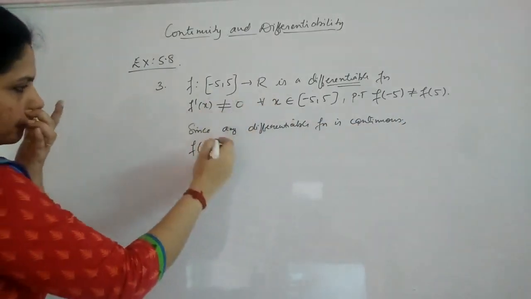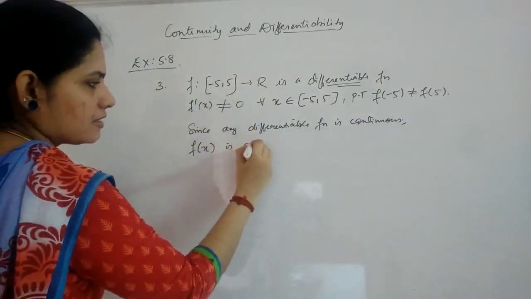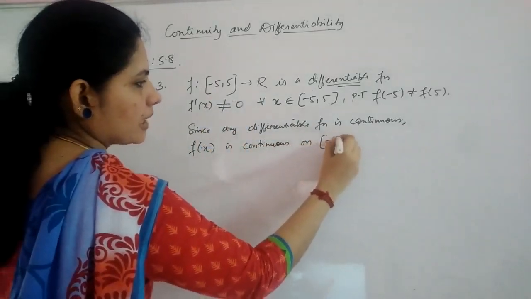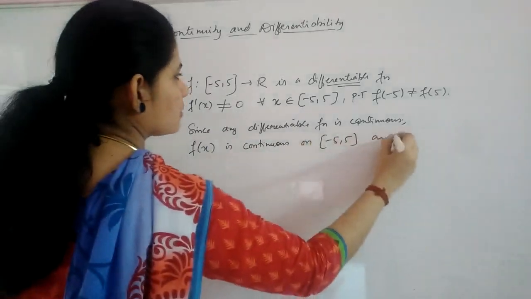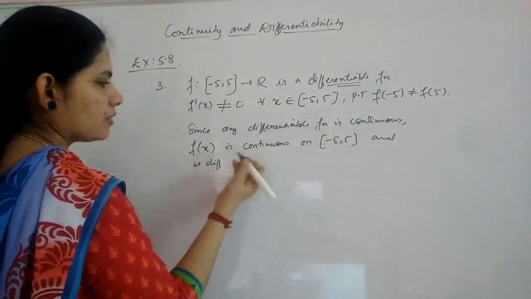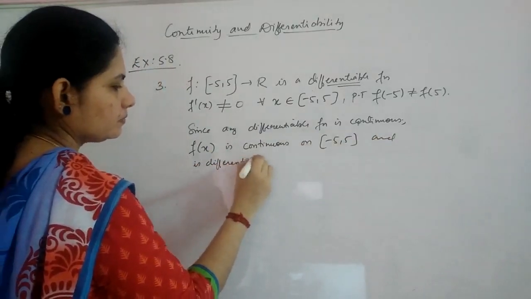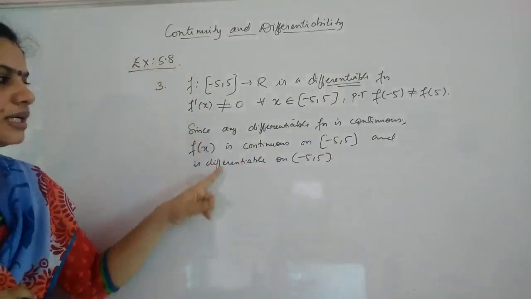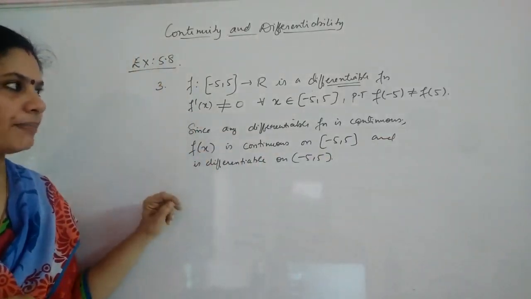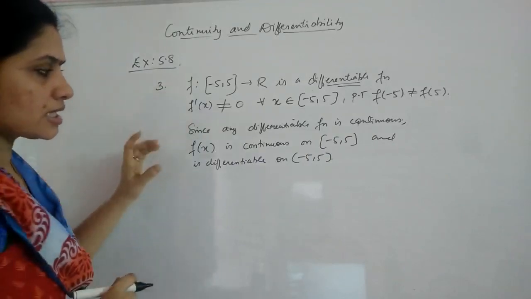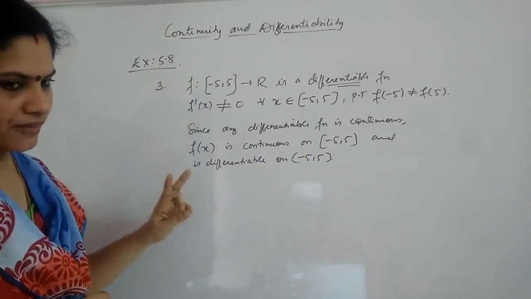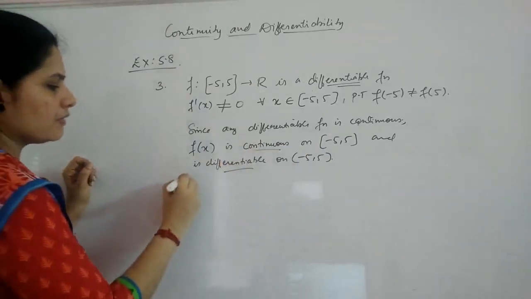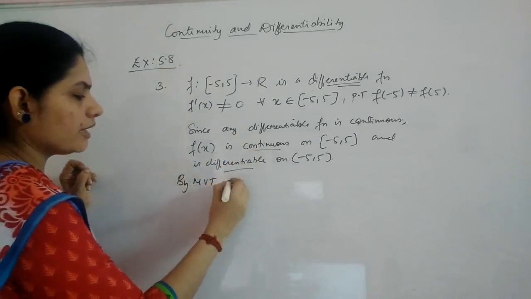What is f of x? f of x is continuous on the closed interval minus 5 to 5 and is differentiable. So the second point is also over, differentiable on the open interval minus 5 to 5. Now if these two conditions are satisfied, which theorem can we apply? Mean value theorem. For the mean value theorem we are just checking for these two, continuity and differentiability.